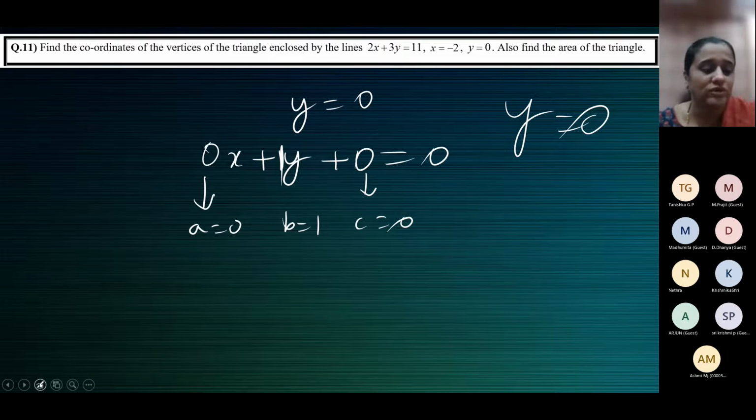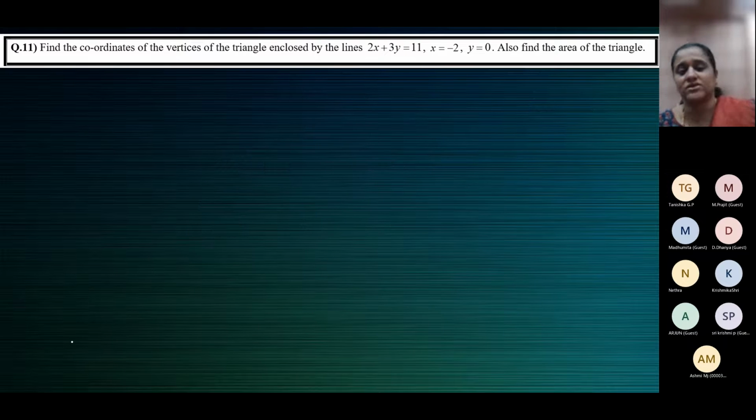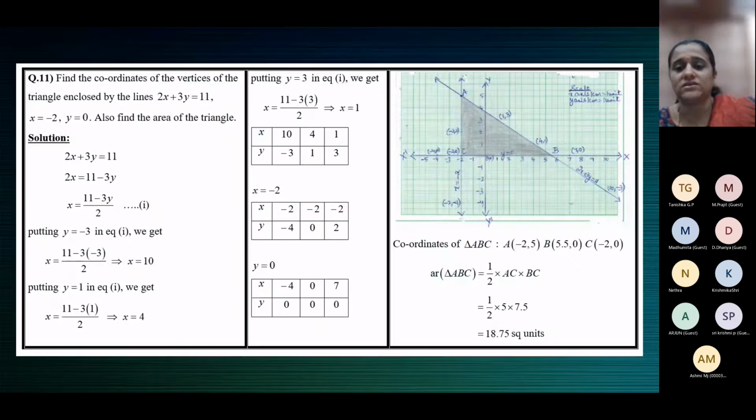And what is y is equal to 0? It's the equation of the x-axis. Y is equal to 0 is the equation of the x-axis. See here, y is equal to 0 is this line. And it passes through the origin. It does pass through the origin.